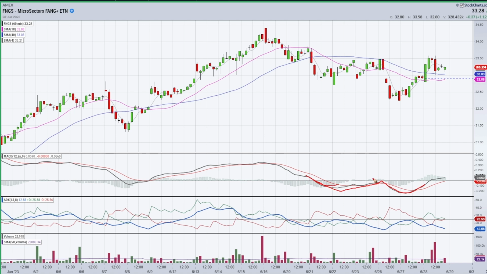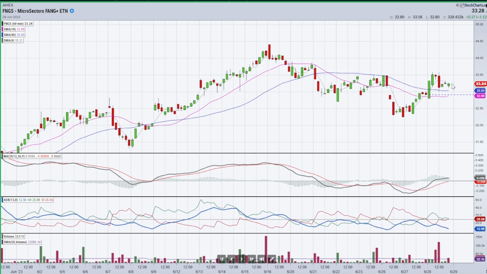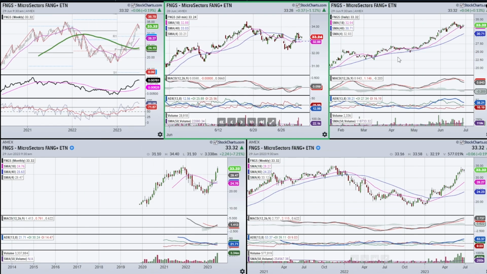So we have kind of a double-bottomish type of pattern, but more important to me, we've just broken the downtrend line and we're coming back to test this area. So if we can turn up from here, then I think that sets up for a potential swing trade, again just based on the fact that we're holding this area.